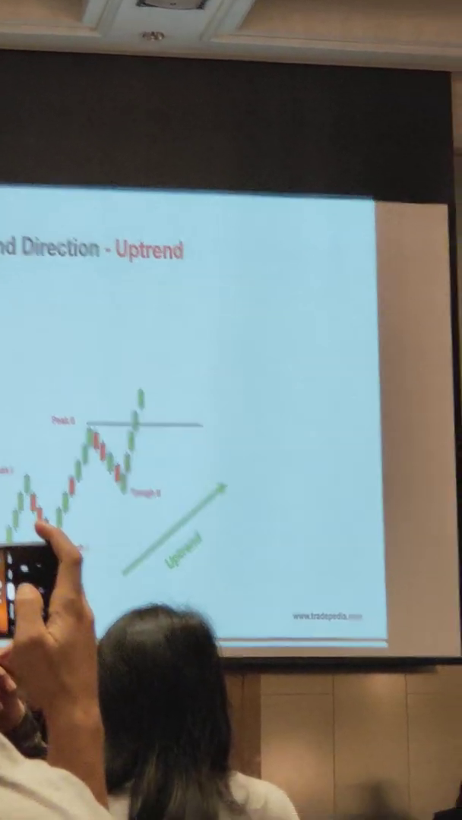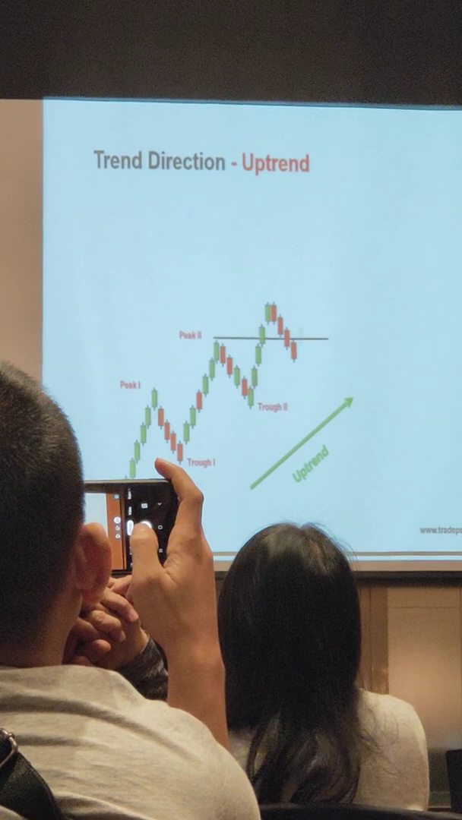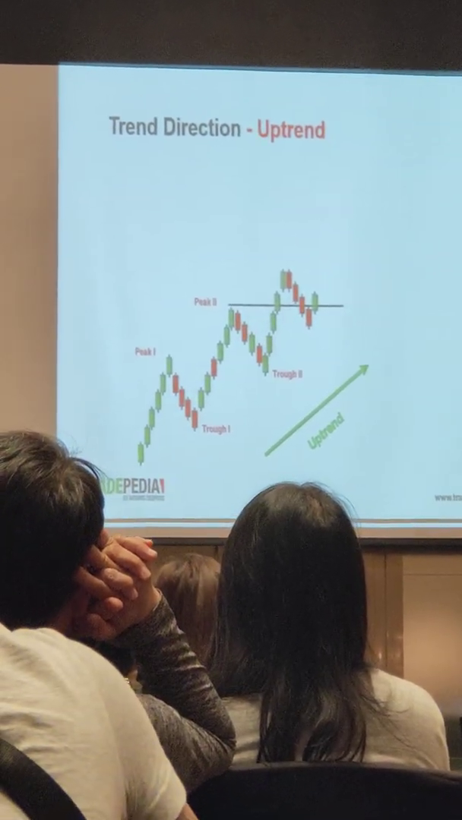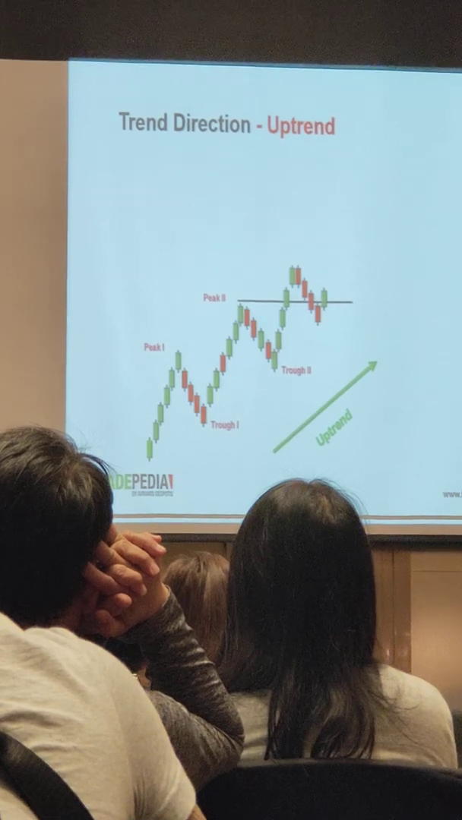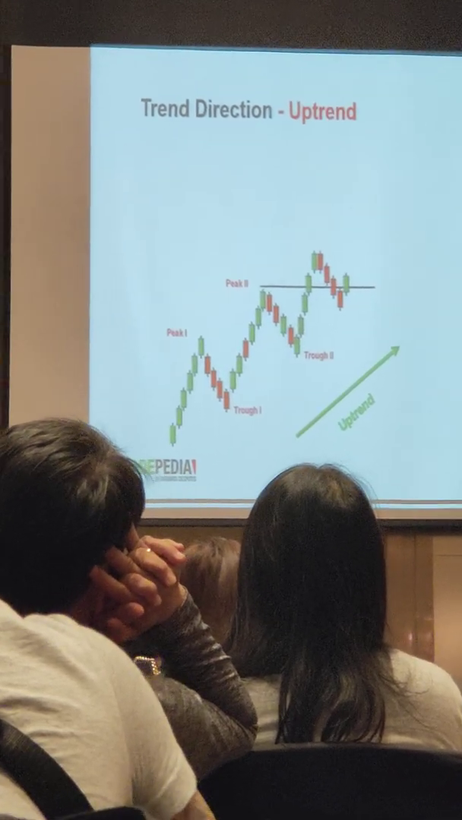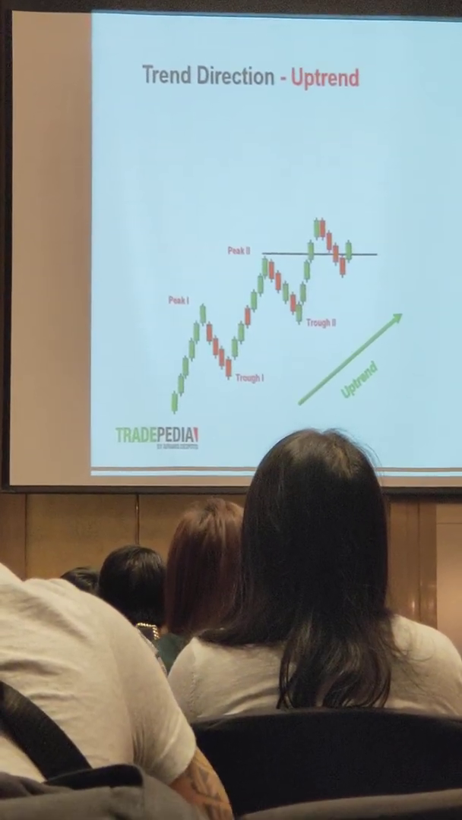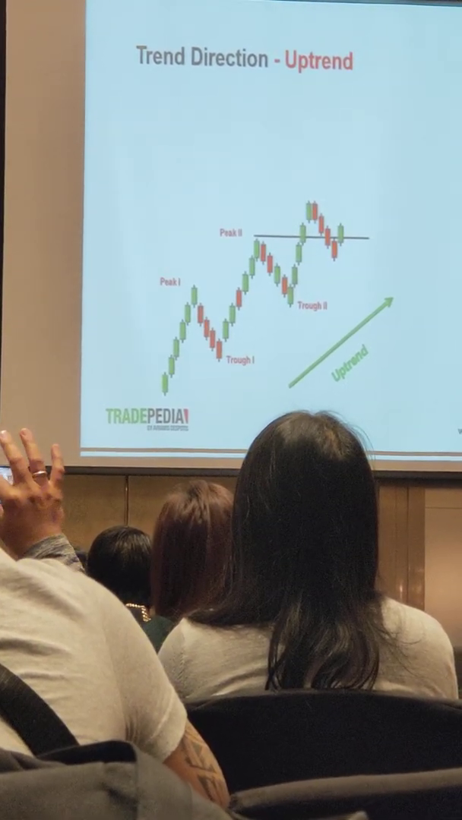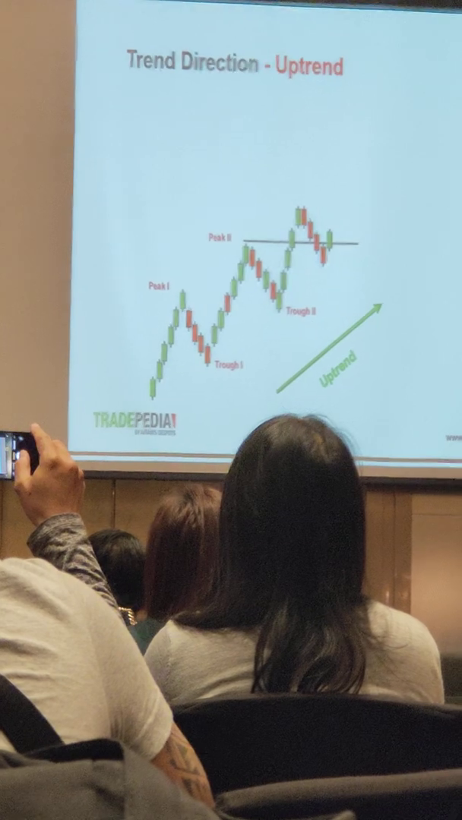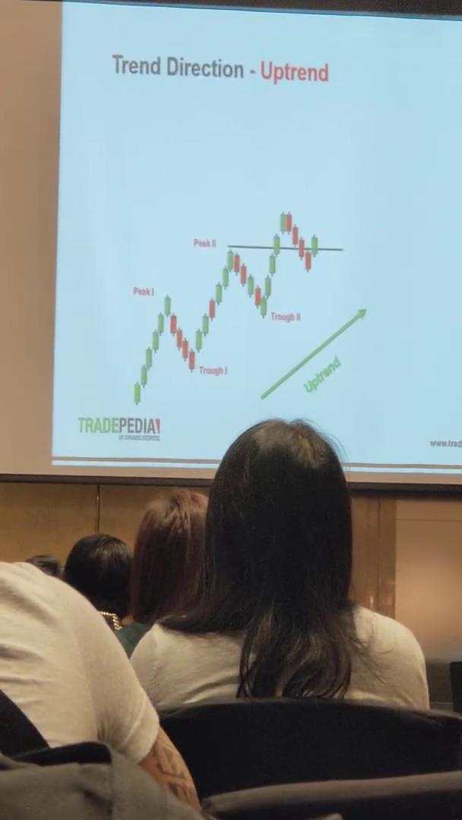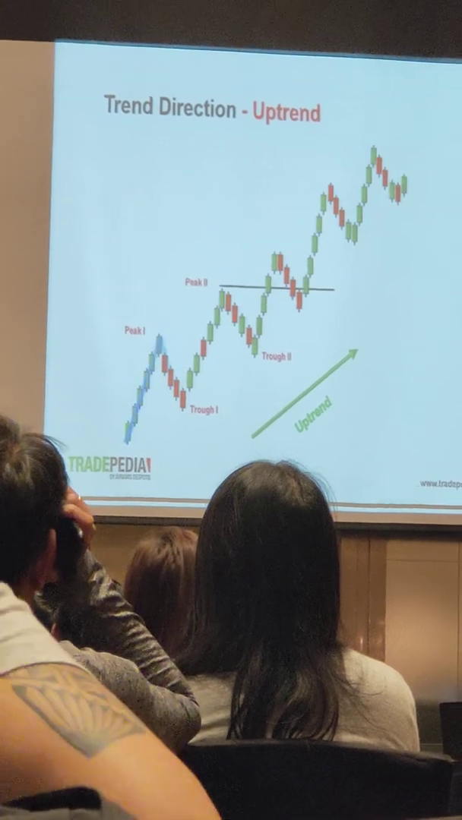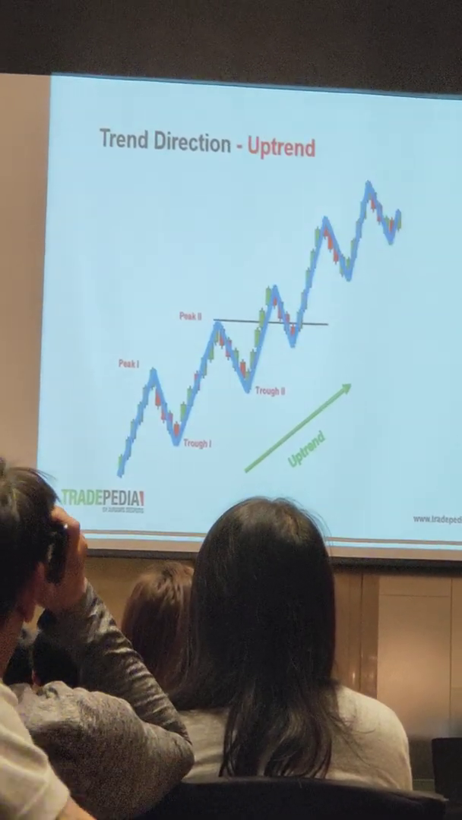So here's an example of an uptrend. See, the market doesn't go straight up. It moves up, down, up, down, up, down, up. So it creates a series of peaks and troughs. In an uptrend, what you need to see are successive higher troughs and higher peaks. Peak 1, trough 1, peak 2, trough 2. Once there's a higher trough followed by a higher peak, that's the start of your uptrend. And from there, we look for opportunities to buy.